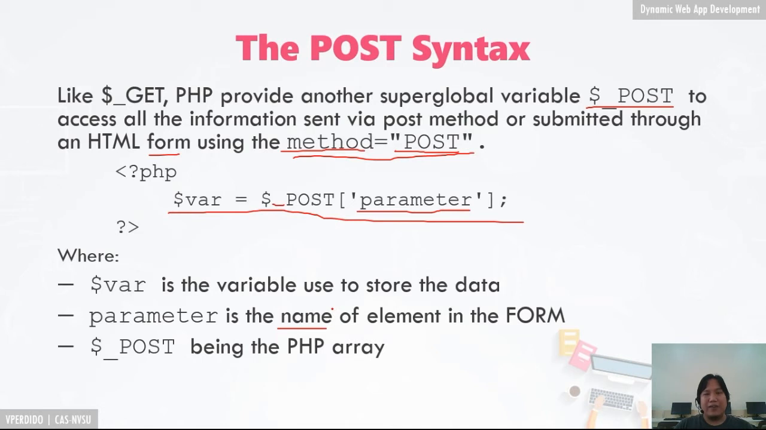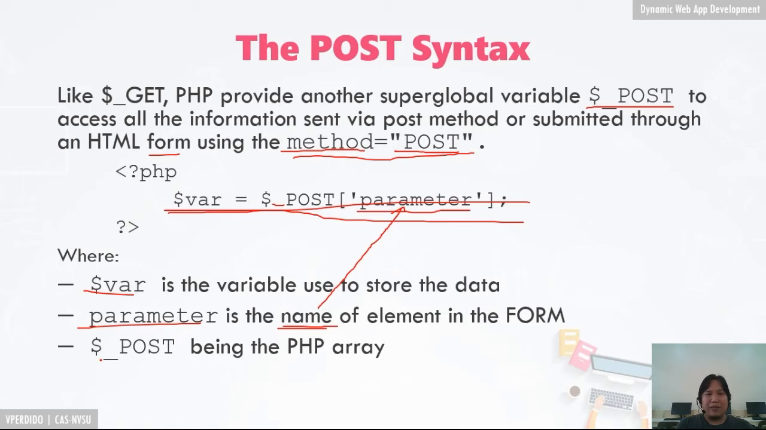So remember that every element inside your form should have or meron dapat itong name attribute na ito. Kung saan itong name attribute na ito yung gagamitin natin or ilalagay natin dun mismo sa post key, na makikita po dito sa ating post method. Okay? So in this variable declaration or statement, again, the var is the variable used to store the data. The parameter is the name of the element in the form. And of course, post will be used to get those data sent through web form, and gagawin po niya as PHP arrays.